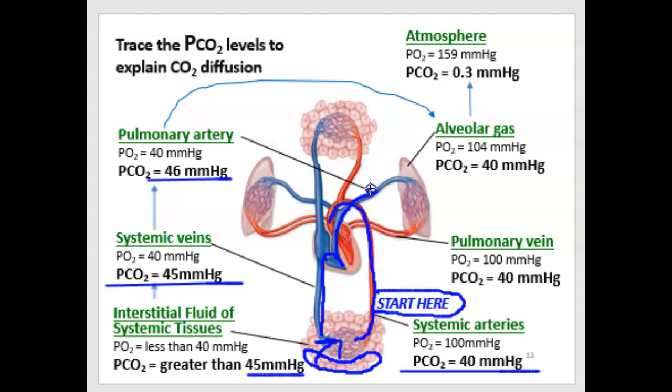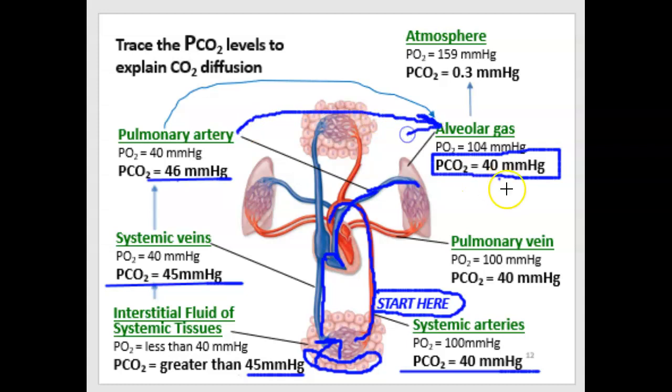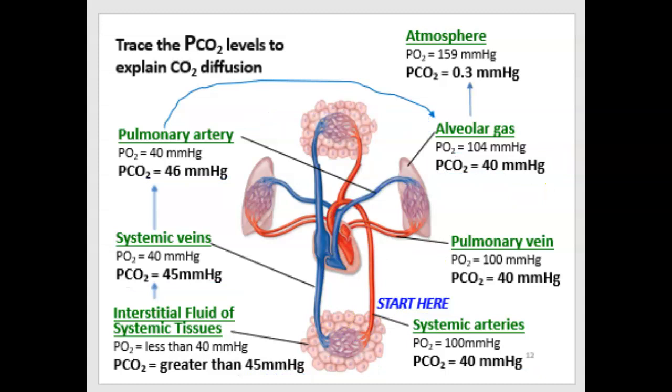And it enters the lung. And alveolar gas has a partial pressure of carbon dioxide which is 40. And therefore, 46 is greater than 40. And so carbon dioxide leaves the pulmonary artery and goes into the alveolus so that we can exhale it. I hope that was helpful for you.